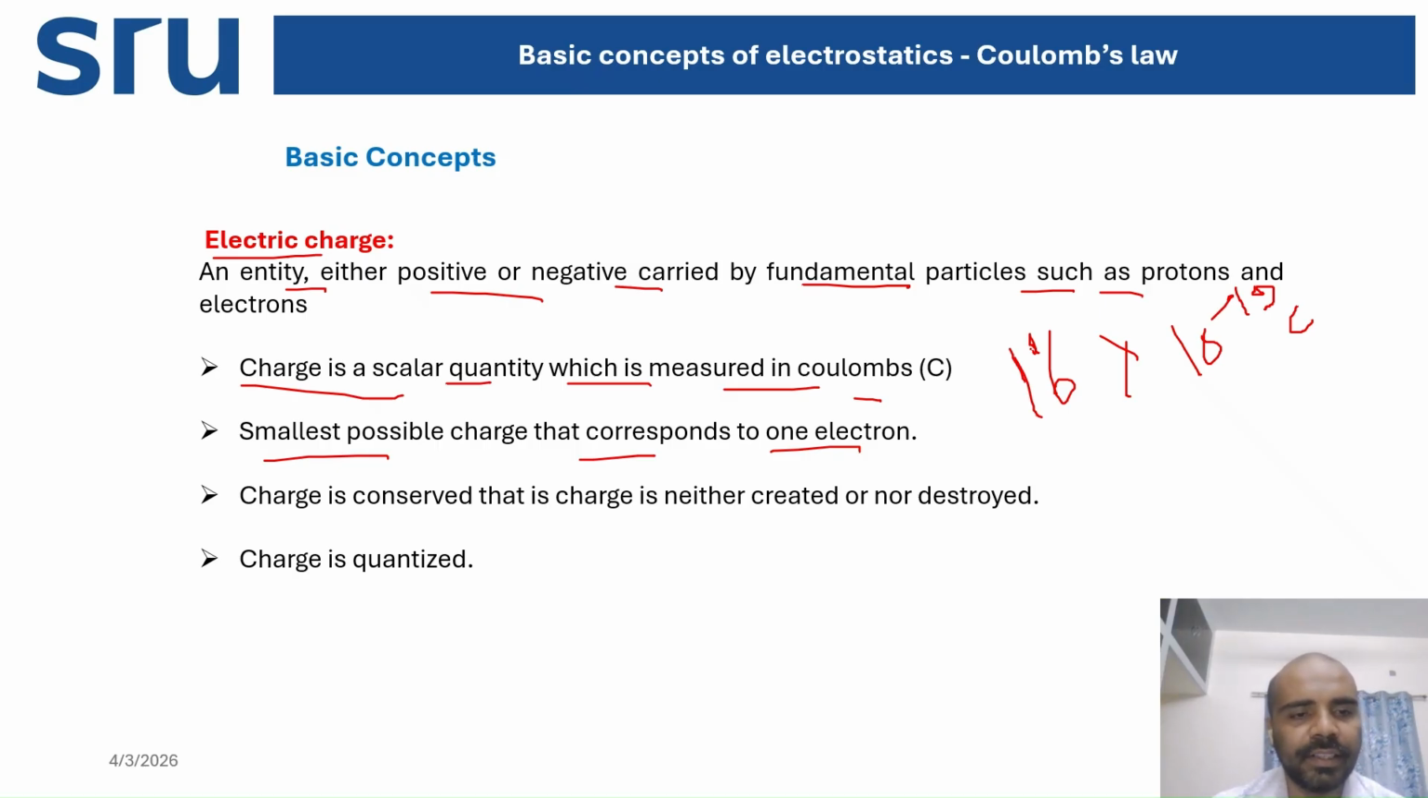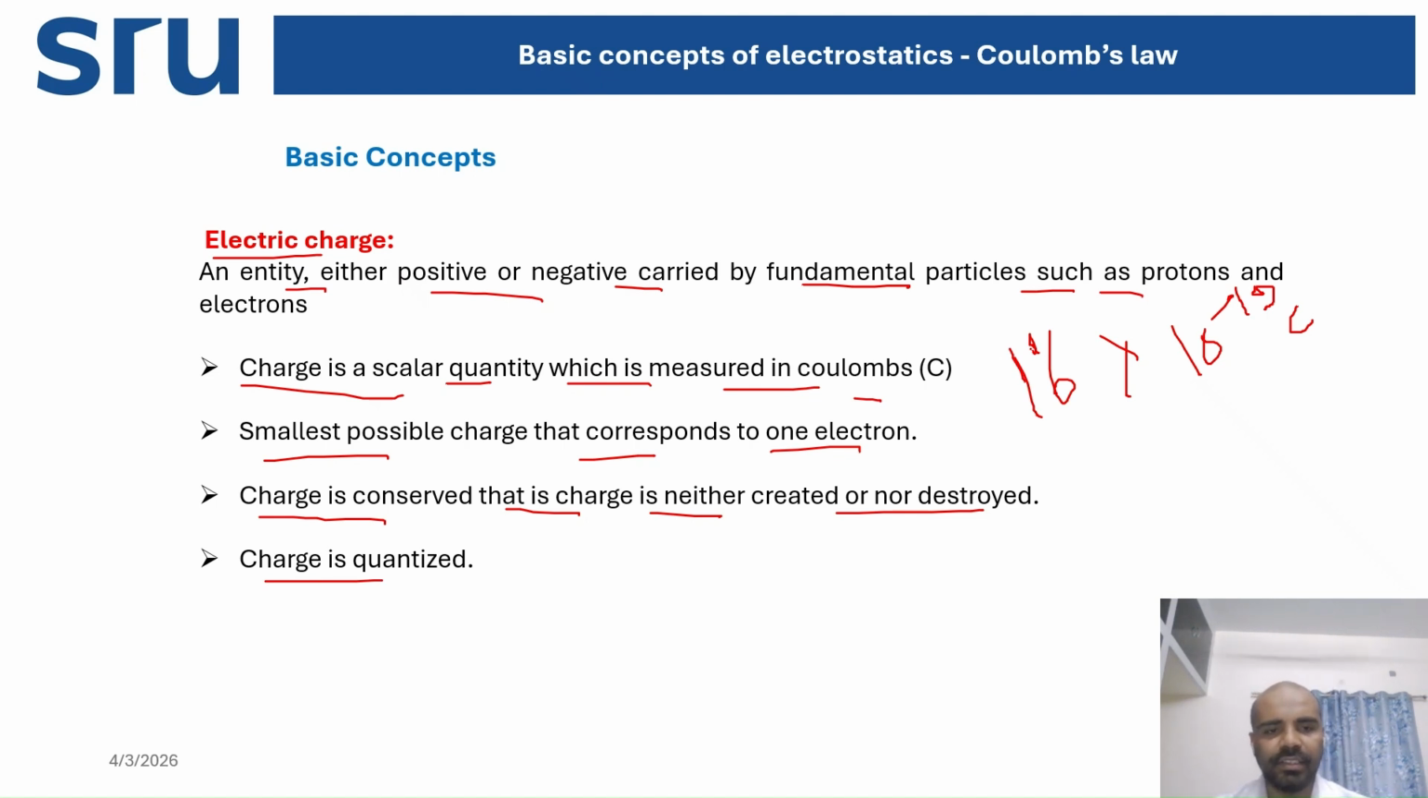What is another unique property of electric charge? That is, charge is conserved, which means charge is neither created nor destroyed. So charge cannot be created or destroyed, right? So charge is conserved. What is the next unique property of electrical charge? That is, charge is quantized, right? So what does it mean?